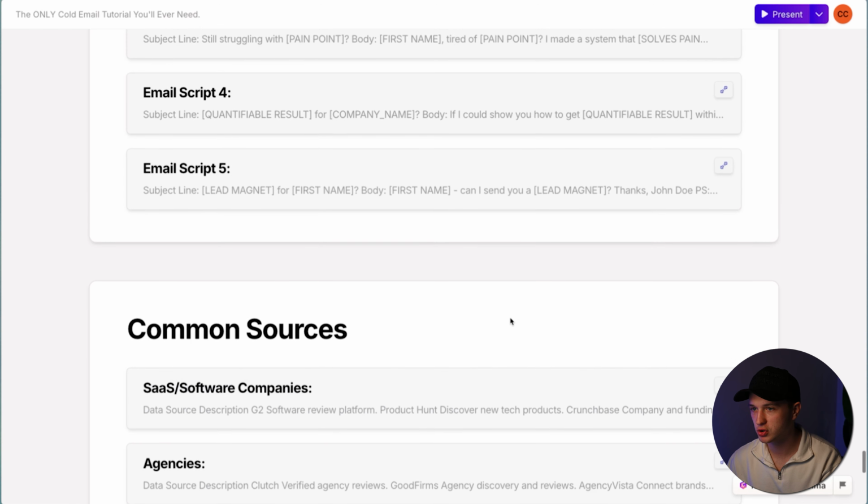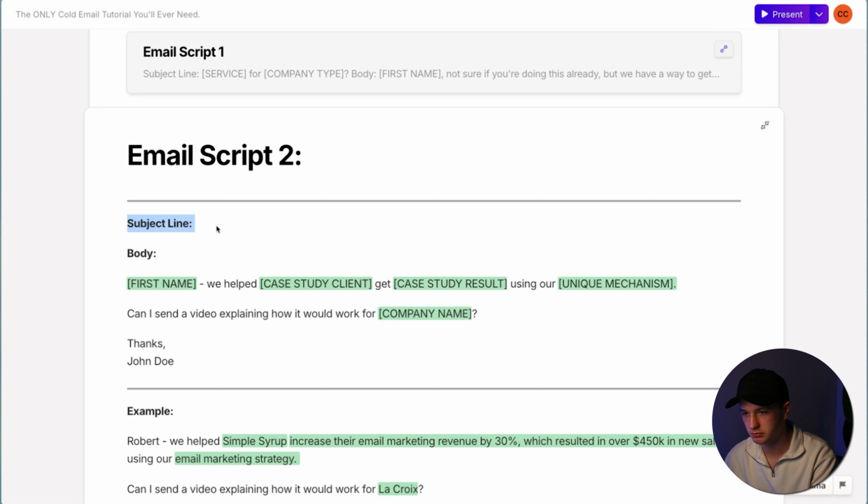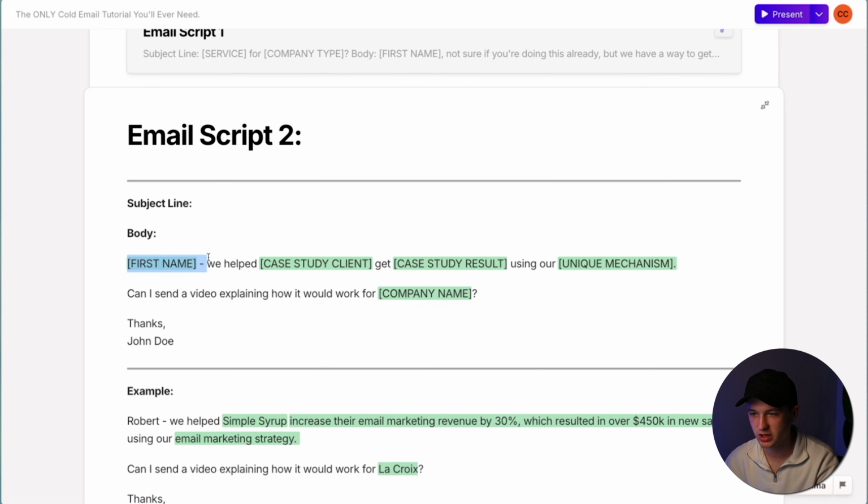Just keep it simple. Email script 2, there's no subject line here, but that's fine. So this one would be: first name, we helped case study client get case study result using our unique mechanism. Can I send a video explaining how it would work for company name?